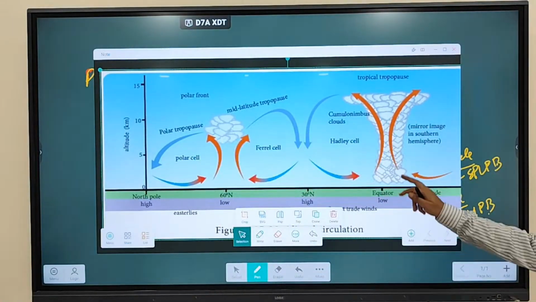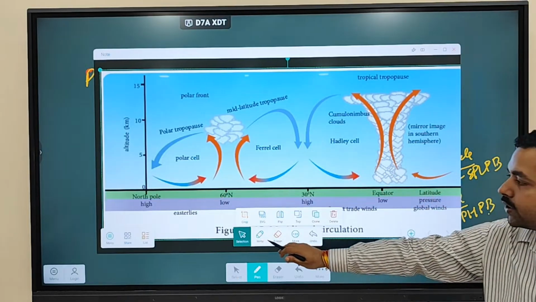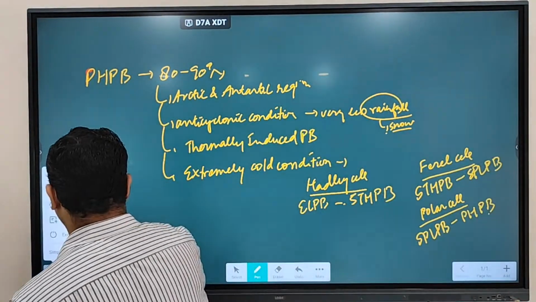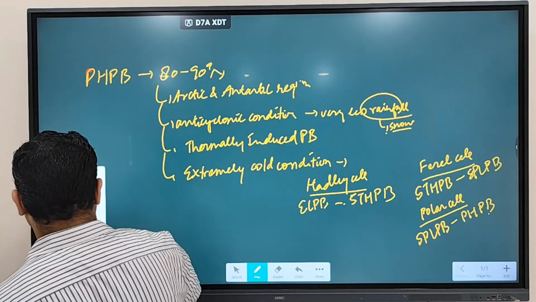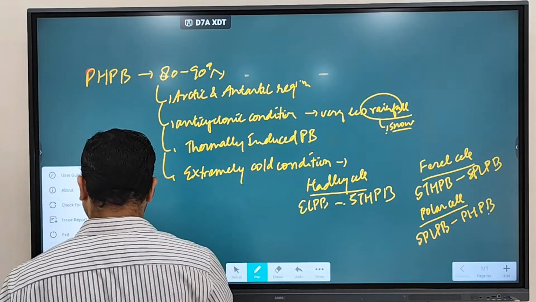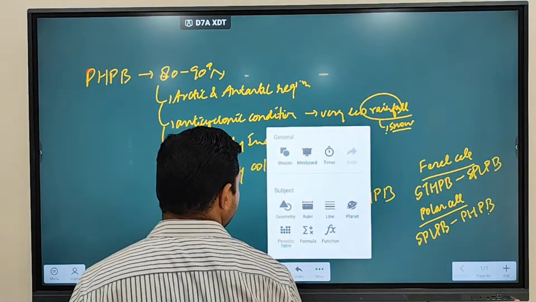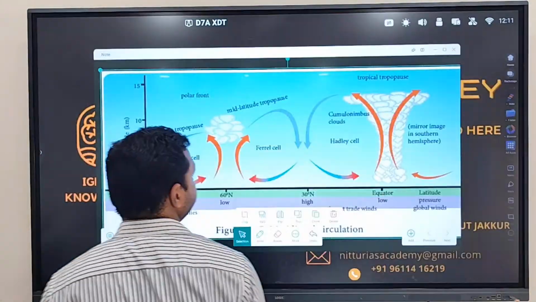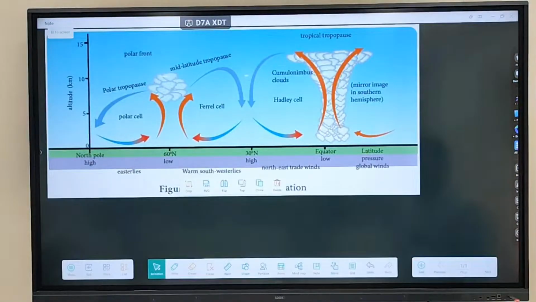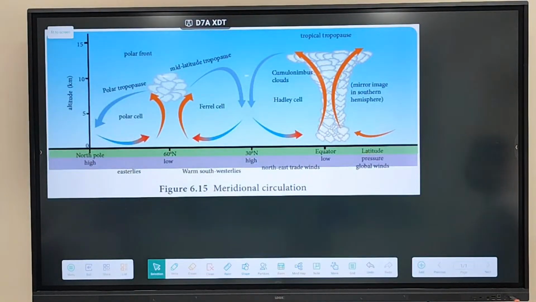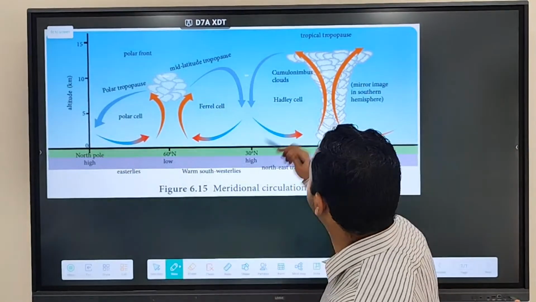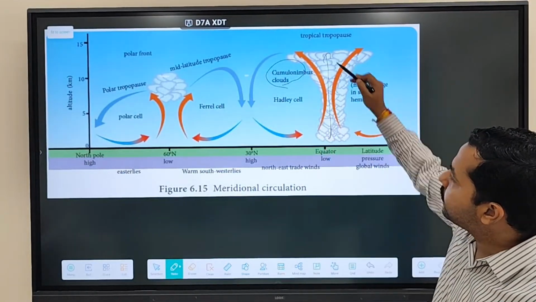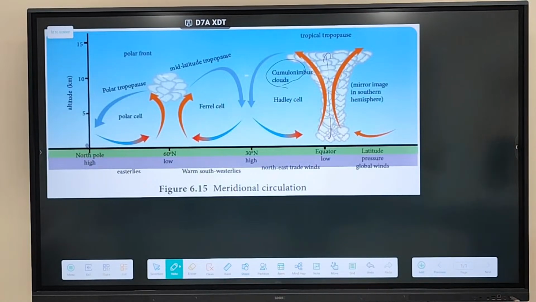So that's why we discussed these high clouds are being formed. Which type of these high clouds are there? This high cloud is which type of cloud? Cumulonimbus cloud. We just now discussed what type of clouds are going to be formed. Cumulonimbus type of clouds are going to be formed. So this cumulonimbus cloud is which type of cloud? Vertical cloud.